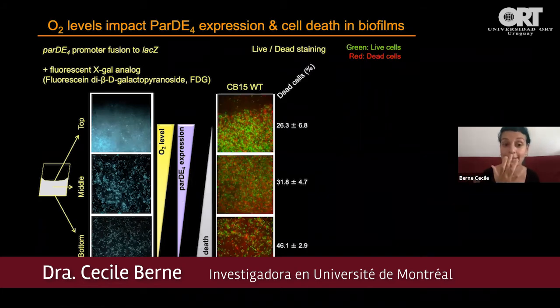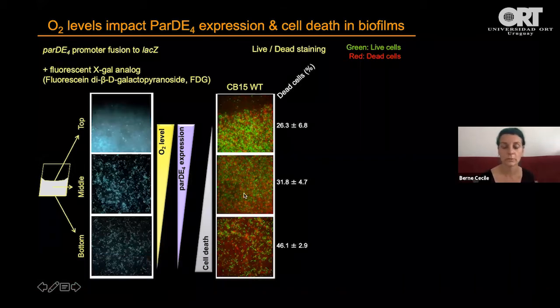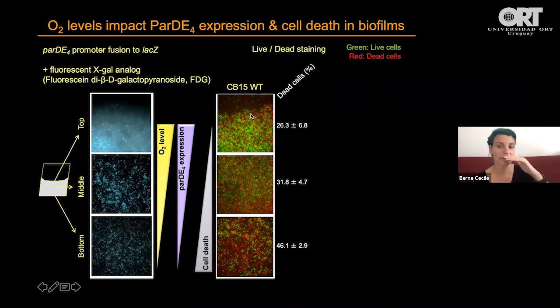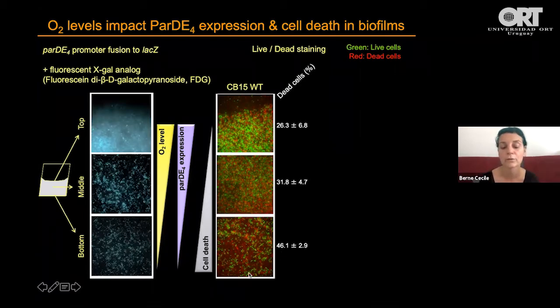Now, if we look at cell death in those biofilms, here it's the same: top, middle, bottom, a lot of oxygen, medium oxygen, low oxygen. You can see that for wild type cells, we've got a lot of cells that are alive when there is a lot of air available. Green cells are alive, red cells are dead. And the deeper you go into the biofilm, where there is less oxygen, the more red cells you can see. So we've got more cell death. Here, at the bottom of my biofilm after 2 days, about half of my cells are dead.